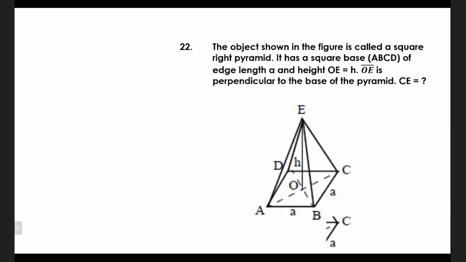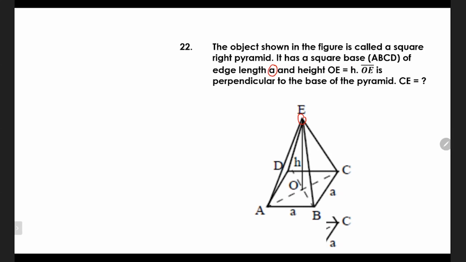So look at this. The object shown in the figure is called a square right pyramid. See, pyramid means what? The edge will be like this. There will be no two surfaces, only one surface will be there. So this base is a square, he says. If the square base ABCD is of edge length A, and the height OE is H, OE is perpendicular to the base of the pyramid, then CE equal to what?